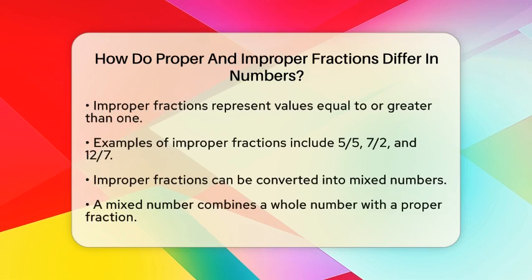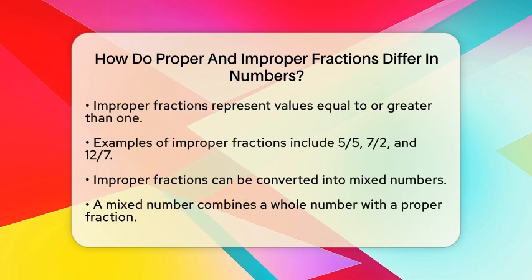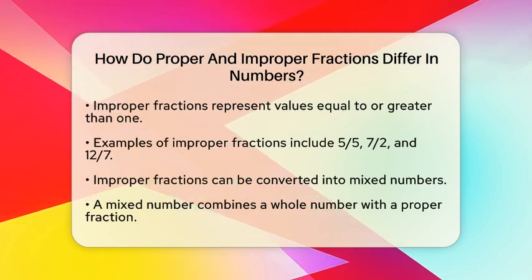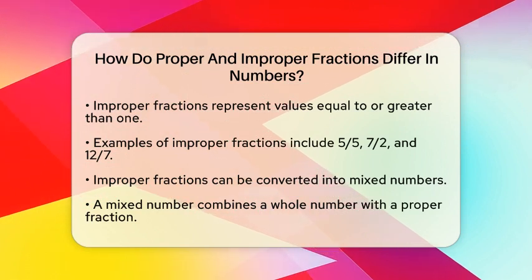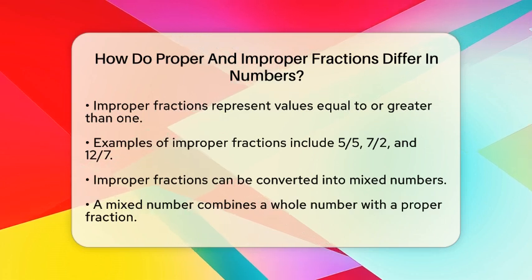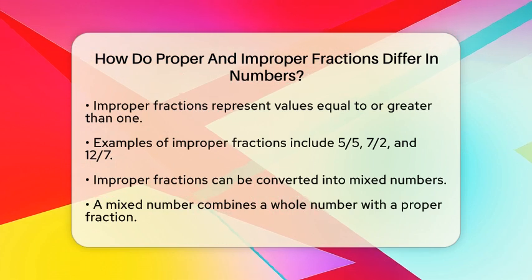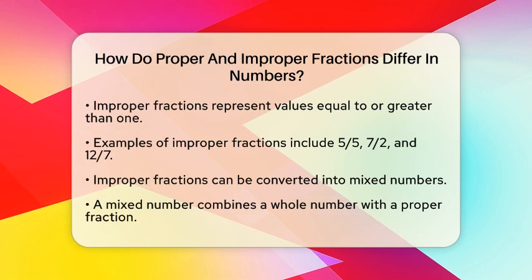On the flip side, an improper fraction has a numerator that is equal to or greater than the denominator. This means that the value of an improper fraction is equal to or greater than 1. Some examples include 5/5, 7/2, or 12/7. Improper fractions can also be turned into mixed numbers, which combine a whole number with a proper fraction. For instance, 7/2 can be expressed as 3 1/2.